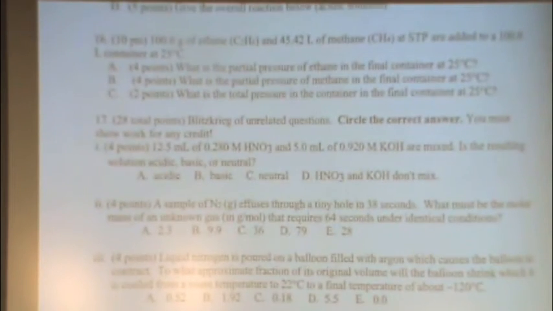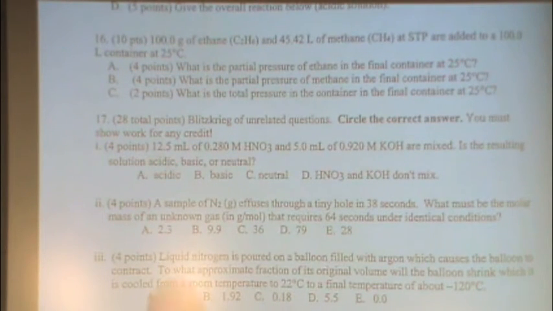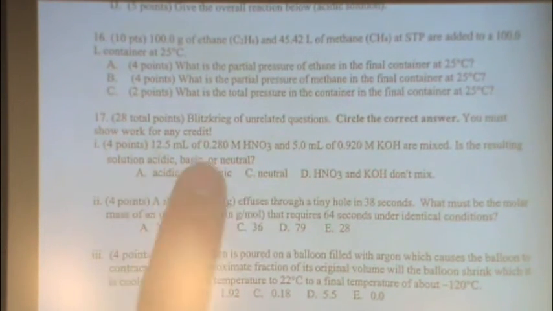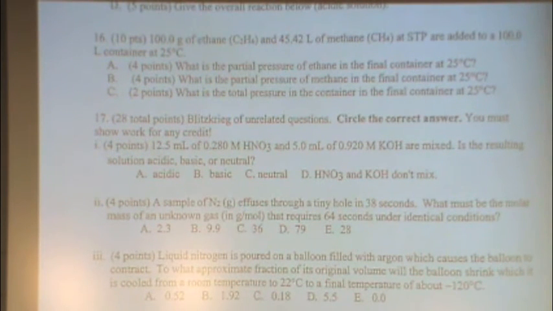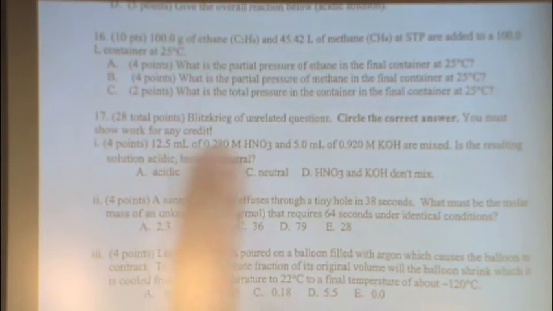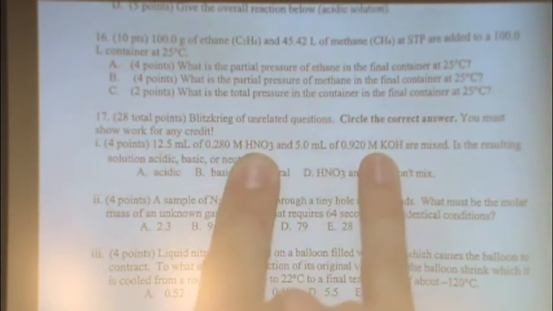For this kind of titration problem, when it has the word neutral in there, or acid, base, and neutral, you want to find the moles of this one and the moles of that one.